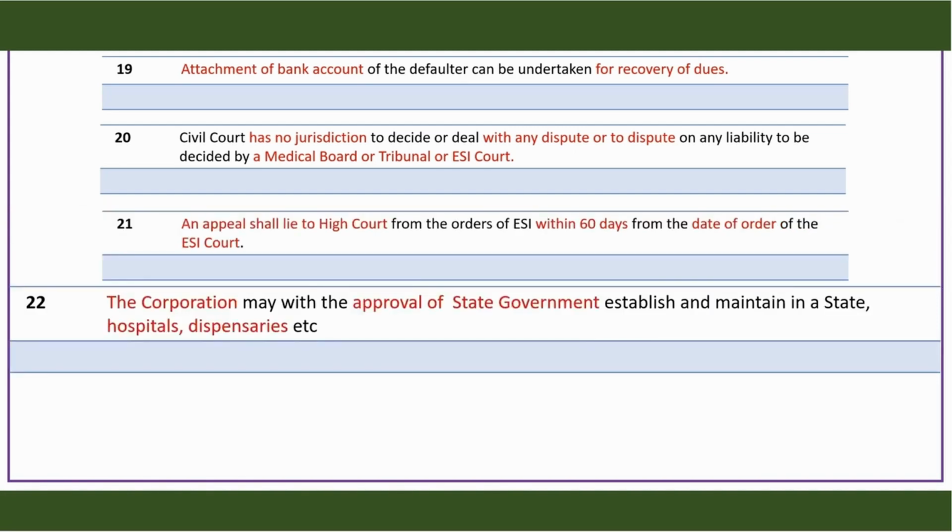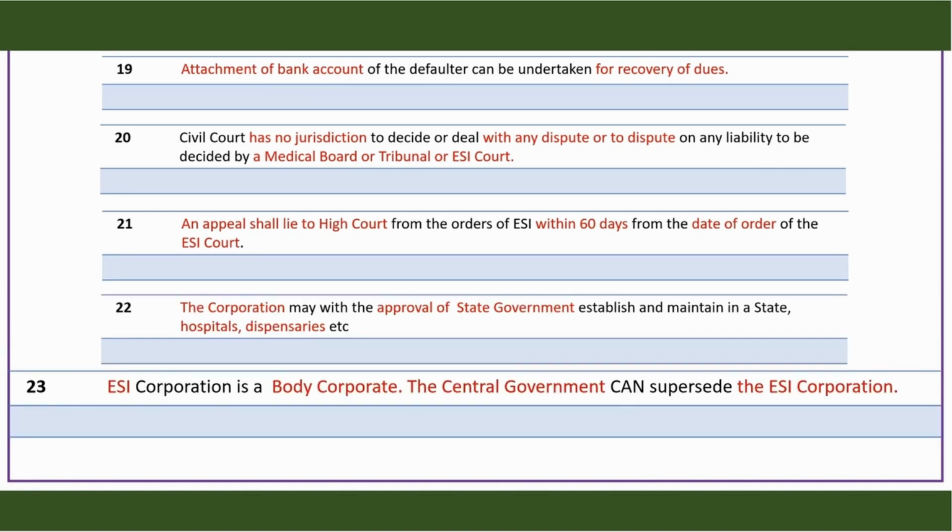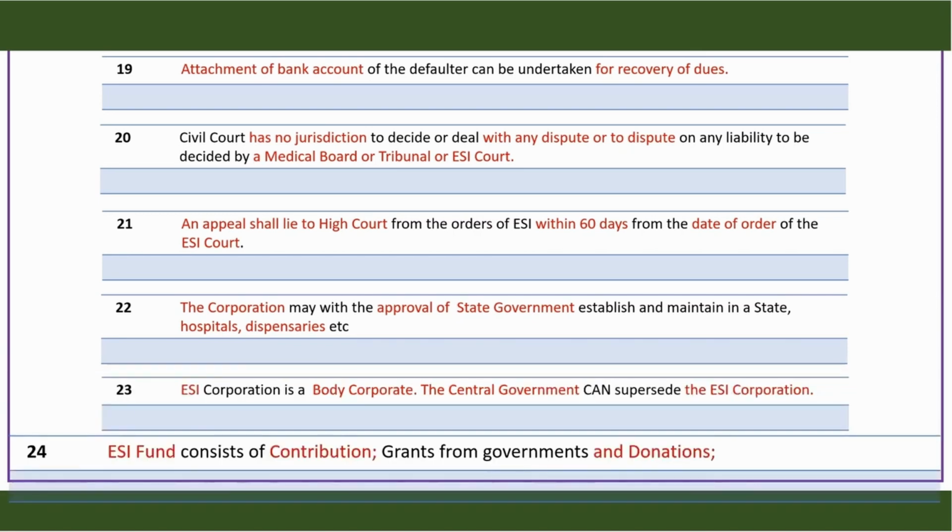And the corporation, that is ESI Corporation, can establish and maintain state hospitals and dispensaries with the approval of state government. This is for the establishment of ESI hospitals. ESI Corporation is a body corporate and it can be superseded by the central government because it is set up by them. ESI has got the corpus in the form of ESI fund. It gets contribution into it. It also gets grants and also donations. A collection of these three form the fund base of the ESI fund, which is used for managing ESI activities.